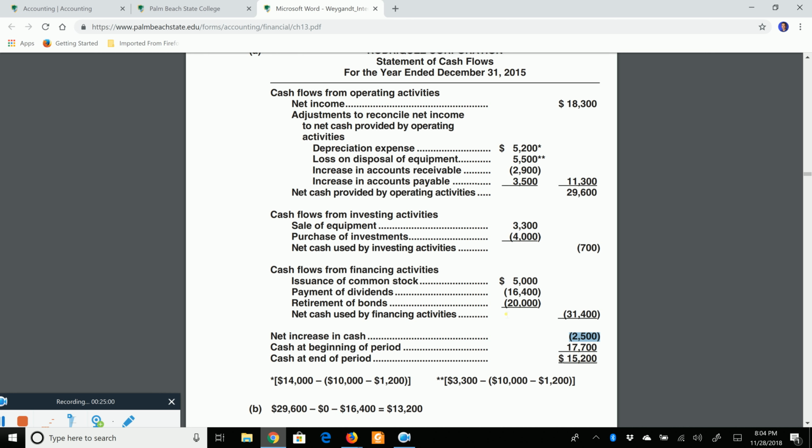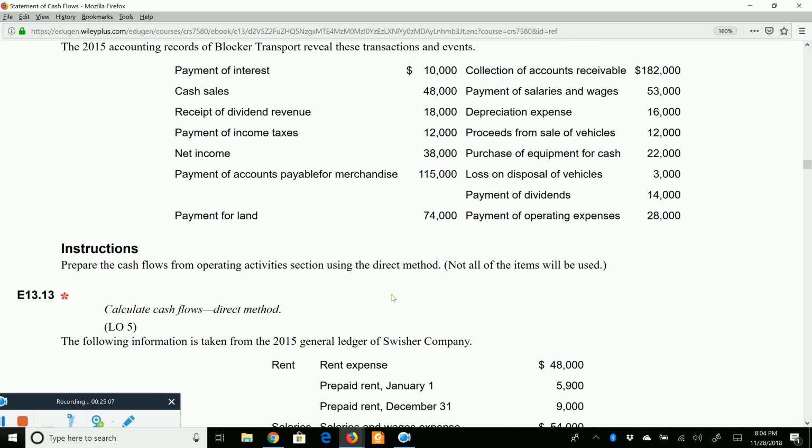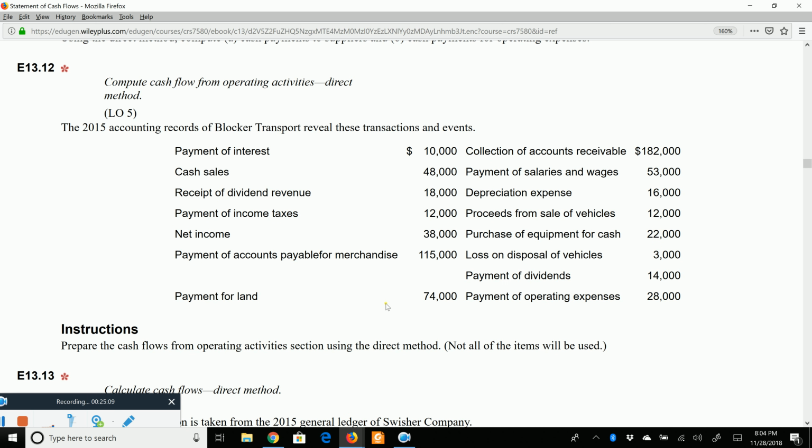All right, now let's take a look at exercise 13-12. Exercise 13-12, we are going to prepare the operating section only using the direct method. And so the author has made it kind of easy on us in the fact that we don't need to figure out these numbers. The author has just given us these numbers, and we need to decide. You see in brackets here, this is very important. It says not all the items are going to be used.